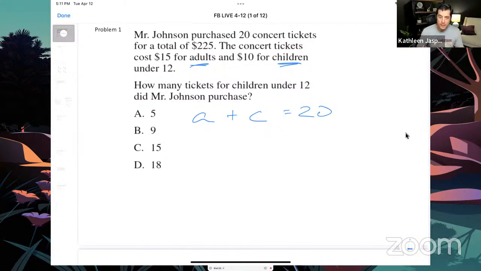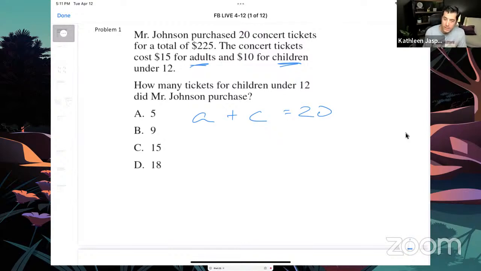That means if you take the amount of adult tickets you bought and the amount of children tickets, there are 20 of them.